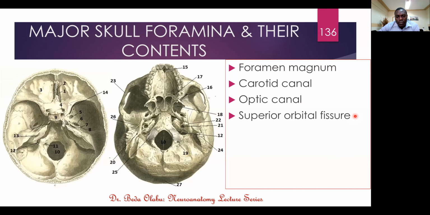Superior orbital fissure, the question I asked you, the one labeled 14 there. Superior orbital fissure traverses the third cranial nerve, oculomotor, fourth cranial nerve, trochlear, the first division of the fifth cranial nerve, called ophthalmic nerve, the sixth cranial nerve, which we call abducens. Those ones pass through the superior orbital fissure, together with the ophthalmic vein as well.